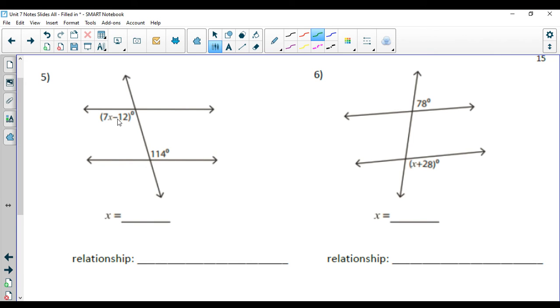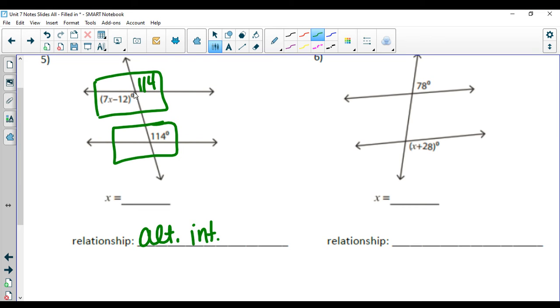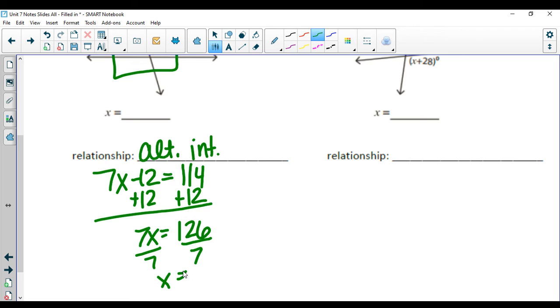Question number 5, these guys are interiors, but they are on different sides. So if you remember, we call that alternate interiors. When I clump, I'm going to be lazy, and I'm going to slide that 114 up because it's less writing. And noticing that where they are in this top one, they are across from each other, so they're vertical. So we have 7x minus 12 equals 114. So I'm going to add 12 to both sides, which will leave me 7x equals 126. And dividing through by 7, I'm going to get x is equal to 18 degrees here.